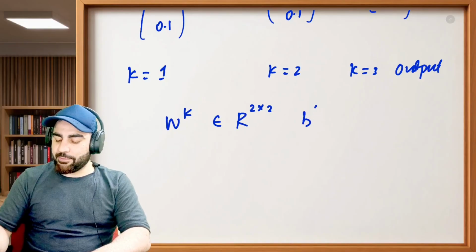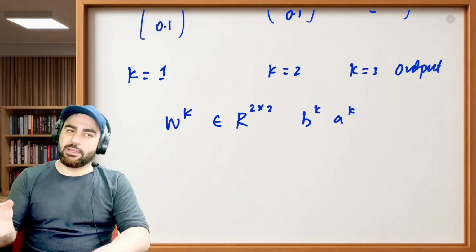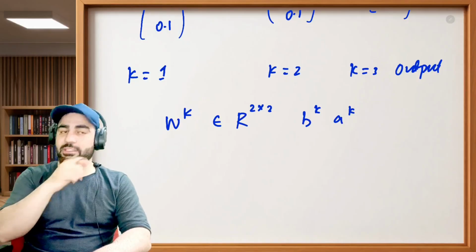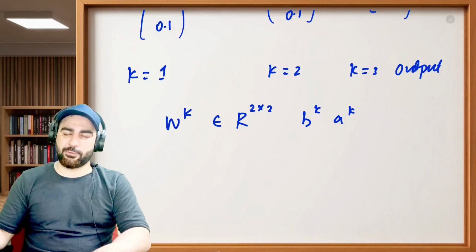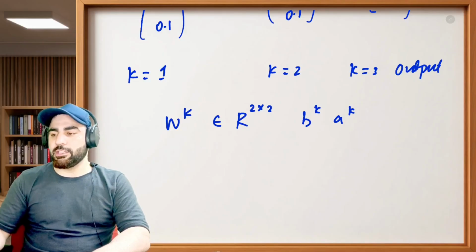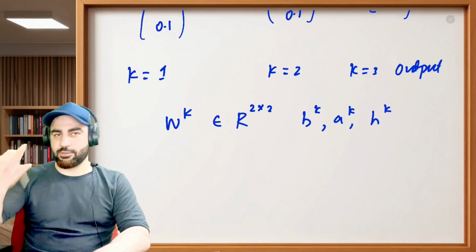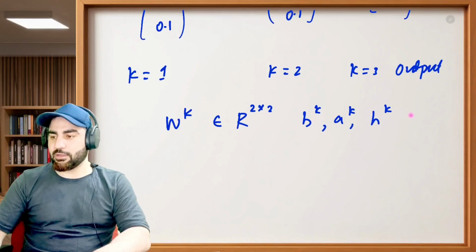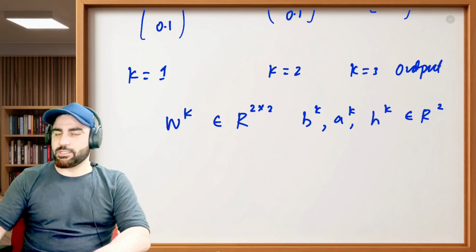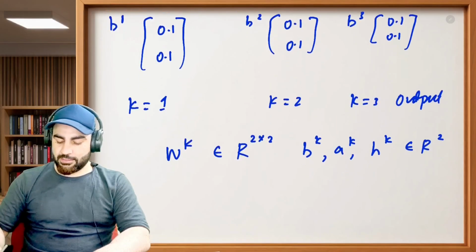And the biases are B_k, and A_k will be our pre-activation. So when you apply this affine transformation or linear transformation, all these things, and H_k also, if you see B_k, H_k, these all will be vectors. At each layer there will be vectors, and they belong to R^2. Basically they will be a 2 cross 1 vector. So this is the problem setup.